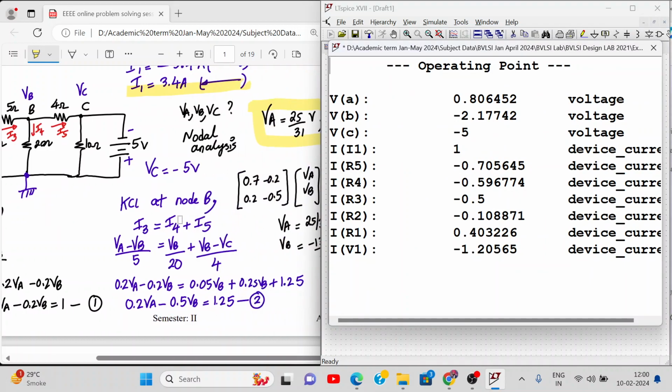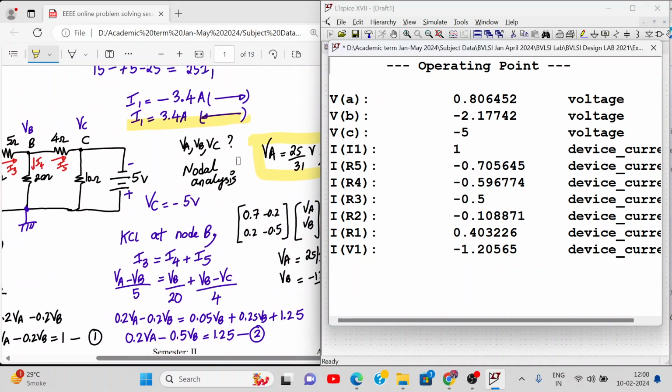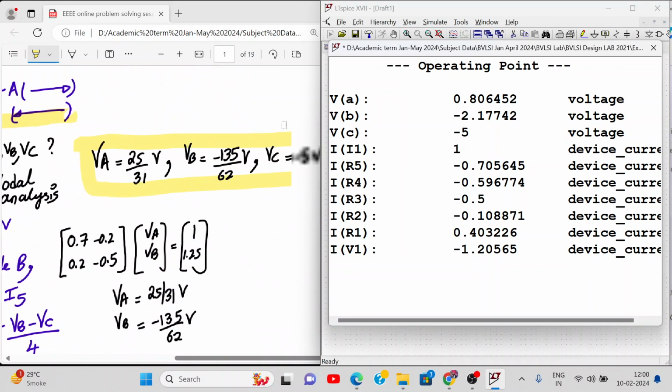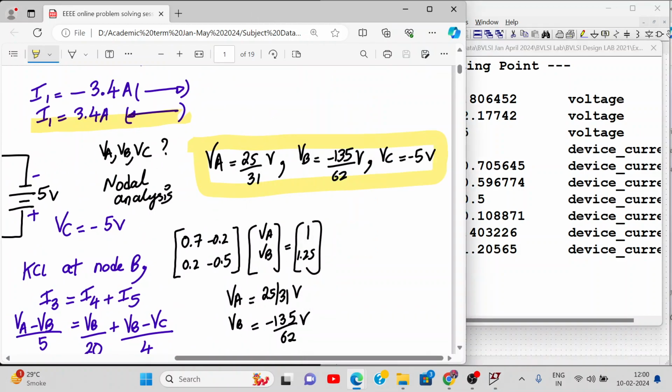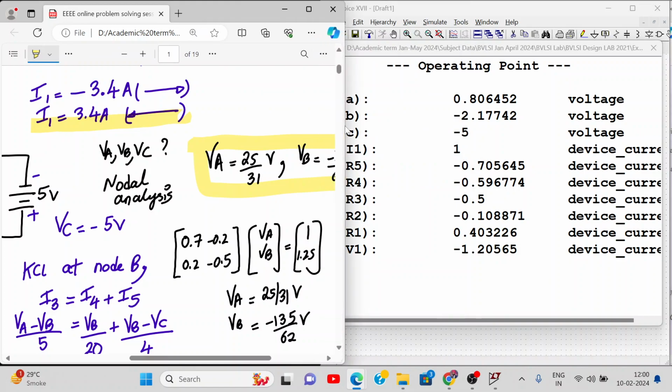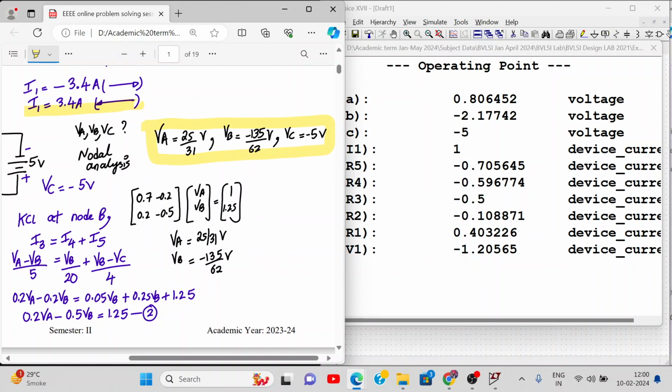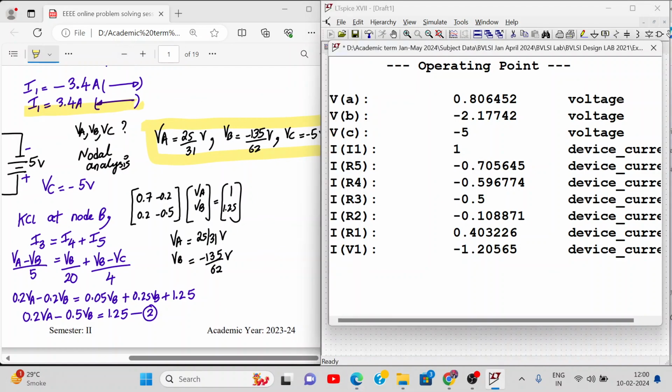Yeah, so VA voltage, can you see VA voltage is 25 by 31. Can you do 25 by 31, anyone? Hello, can you do fraction 25 by 31? Is it 0.8064? Yes, sir. And what is 135 by 62? Is it minus 2.177? Yes, sir. And VC is minus 5.